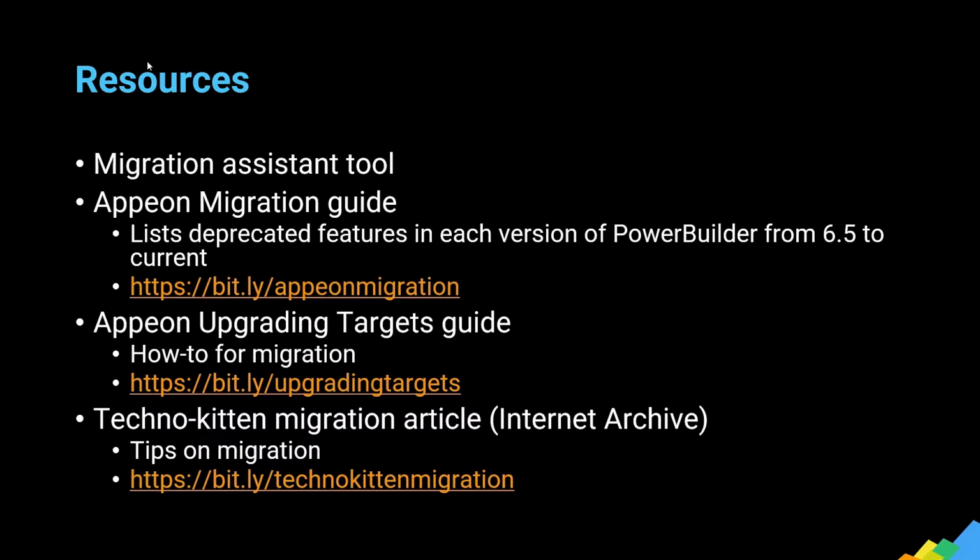There is an Appeon migration guide. This is where I mentioned that there was a resource that went back all the way to 6.5. I've got a short URL there, and it goes into much more detail than I've covered here, as to what the different deprecated features were for each particular version of PowerBuilder. Appeon also has a very good guide on upgrading targets, so I've given you a link for that.